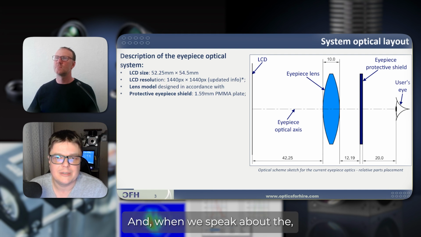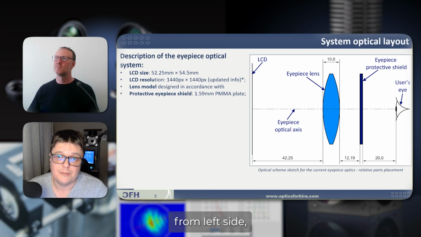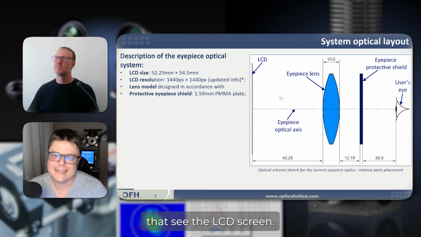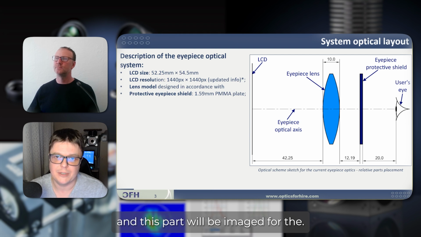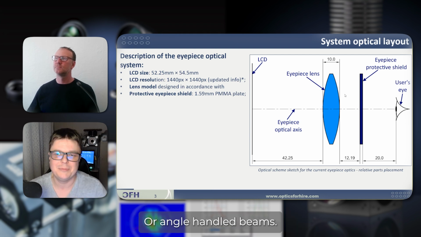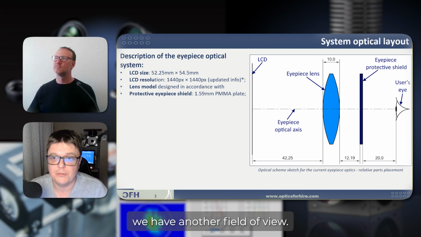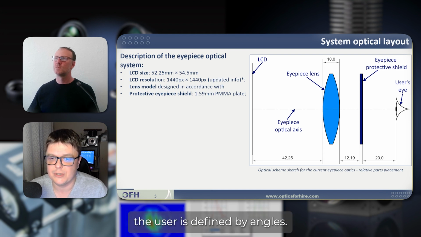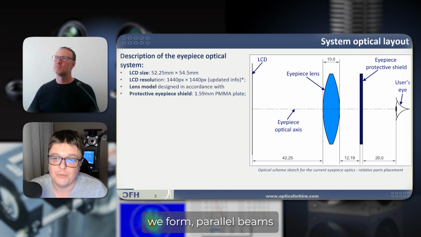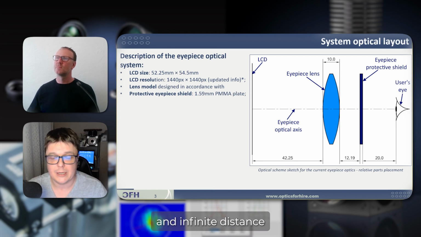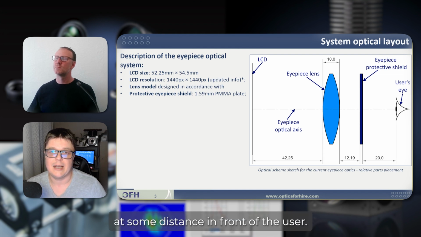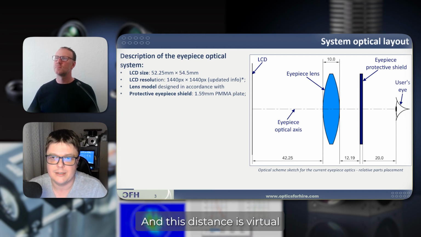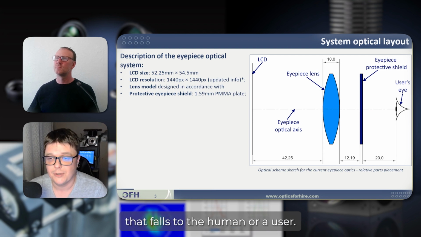And when we speak about the field of view of the eyepiece, from the left side we have the field of view of the eyepiece that sees the LCD screen, so the eyepiece allows us to see some part of the screen, and this part will be imaged for the user through these tilted or angled beams. And from the right side we have another field of view for the user, and this field of view is defined by angles, because to see objects at infinite distance we form parallel beams, or we make these beams not parallel to place a virtual object at some distance in front of the user. This distance is virtual, and the size of this image that we place at some distance depends on the angle of beams that fall to the human or user eye.